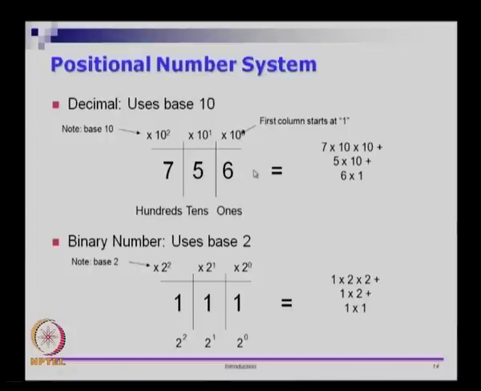If you had a decimal, let us say 756.4, then when you cross the dot, it actually goes as 10 power minus 1, 10 power minus 2 and so on down. The same thing can be done with so called binary numbers.